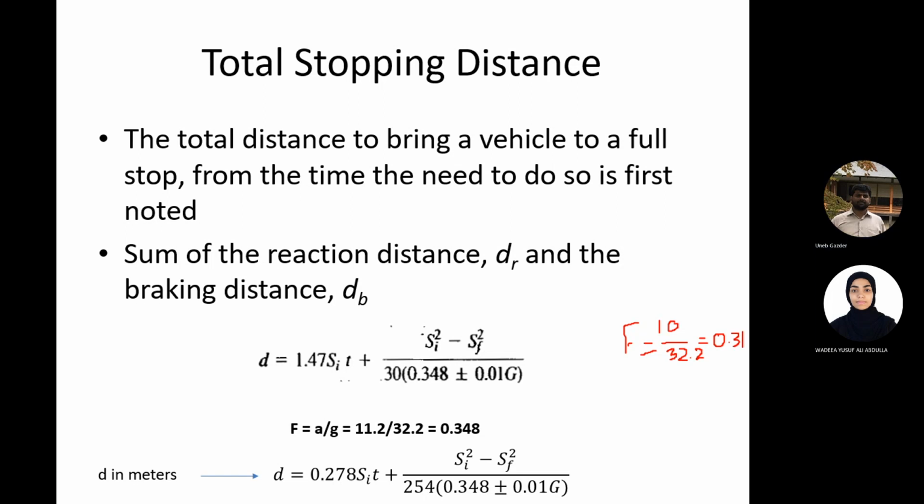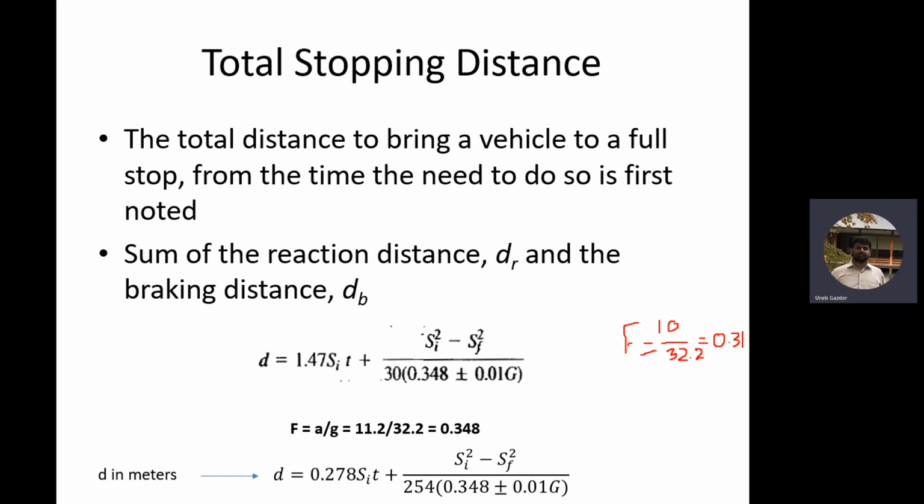0.31. Okay. So now initial is 65, T is 2.5. You are calculating the final speed. Don't use 0.348, use 0.31. And the distance is 350 feet. So how much is the final speed?